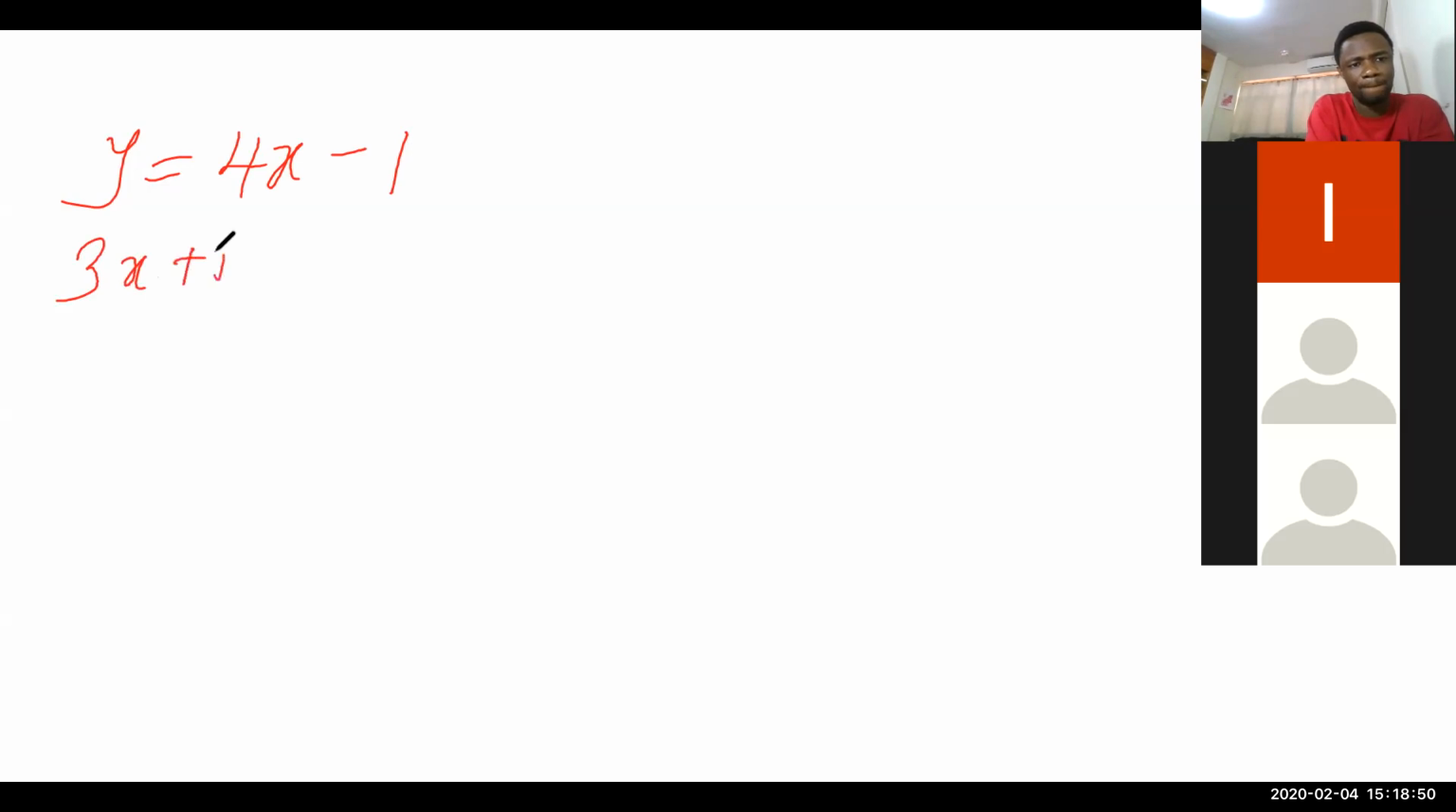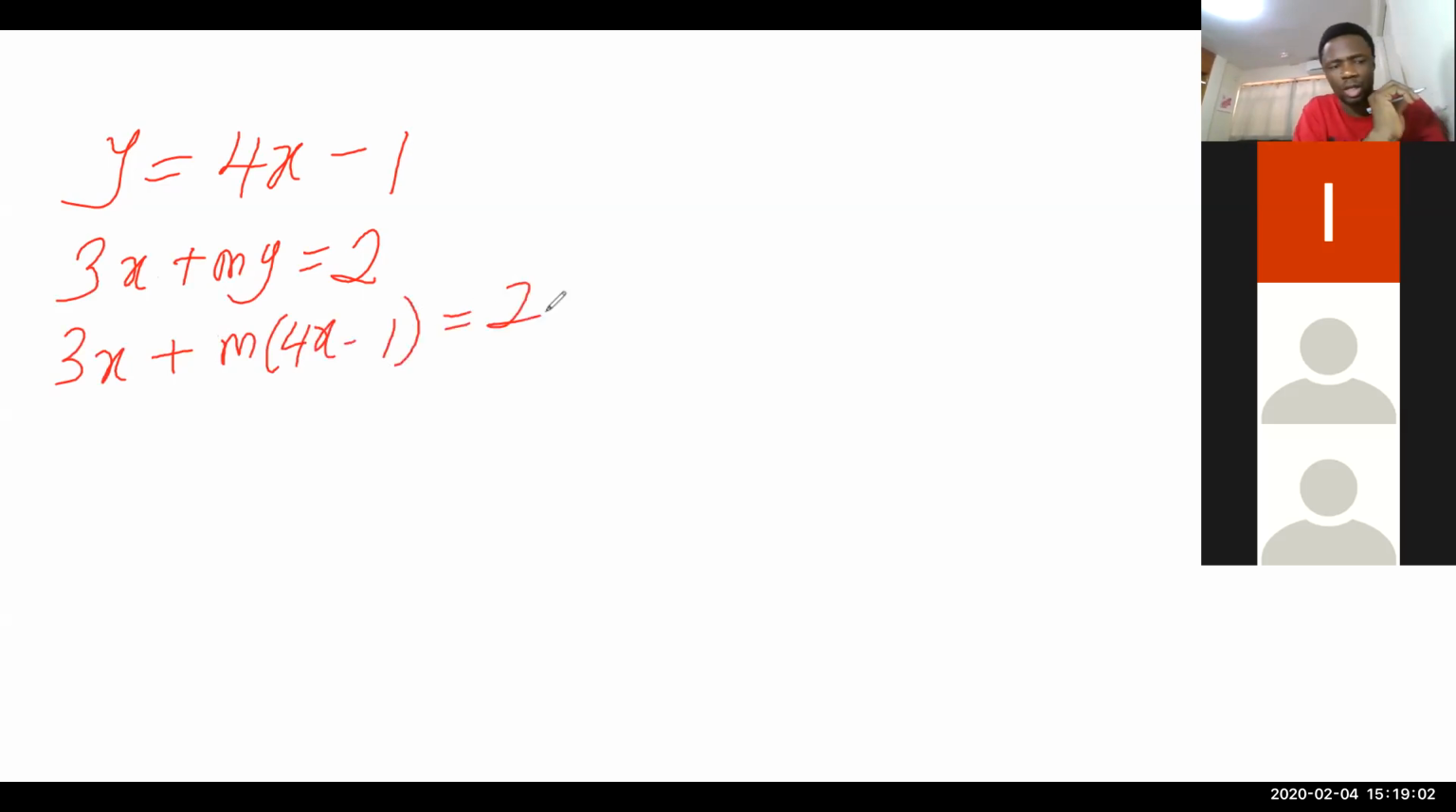All right, so according to Krista and Brandy, Brandy suggests we rearrange, and Krista said that is a good idea. So we rearrange, we get, can everybody see the board? 4x minus 1. If you put in the second equation, can you see the board, please? Just raise your hand. Thank you. The second equation is 3x plus my is equal to 2, yeah? So if you substitute that, you get 3x plus m times 4x minus 1 is equal to 2. So Krista, what do we do next?